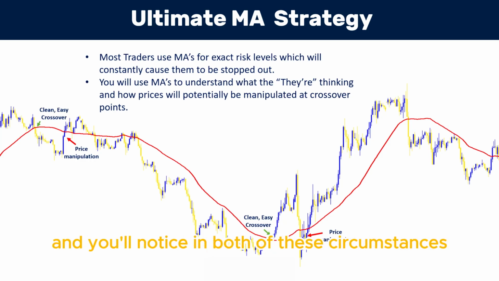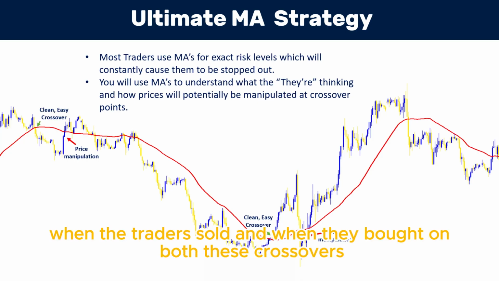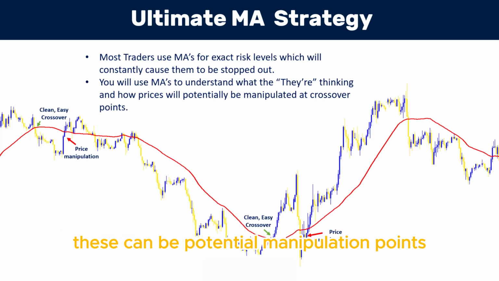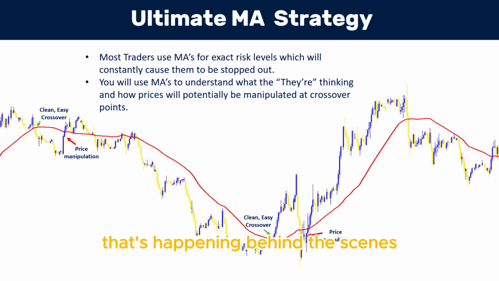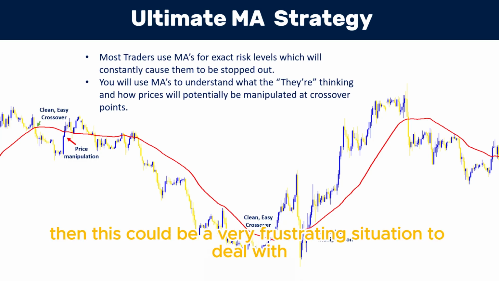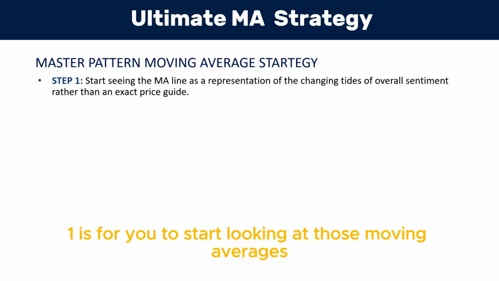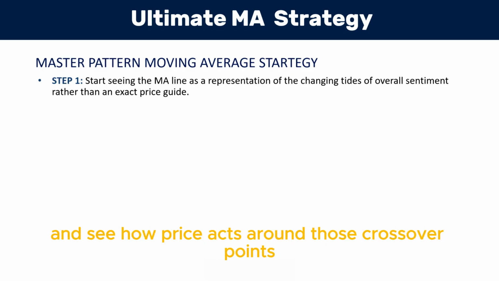And you'll notice in both of these circumstances, both when the traders sold and when they bought on both these crossovers, the market actually eventually did what they thought it was going to do. But if you don't understand that these can be potential manipulation points, and you don't understand the master pattern that's happening behind the scenes, then this could be a very frustrating situation to deal with. So in a nutshell, step number 1 is for you to start looking at those moving averages as an insight into what other less informed traders might be thinking and see how price acts around those crossover points.